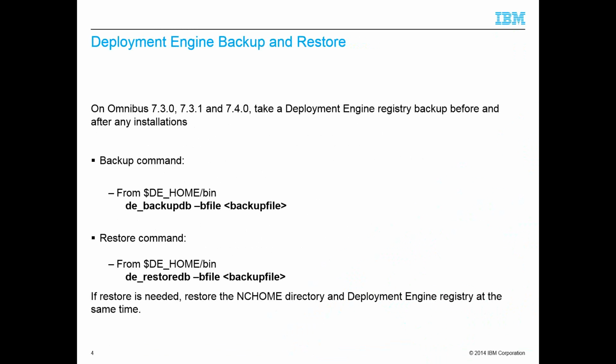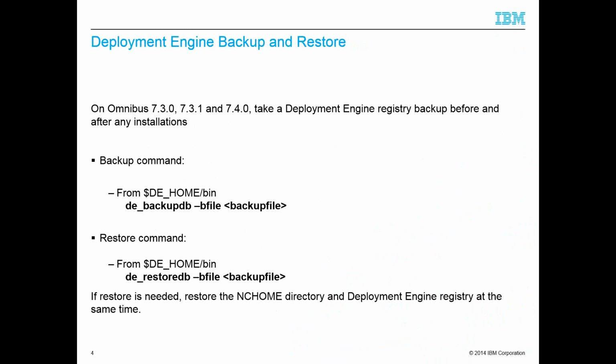On OMNIbus 7.3.0, 7.3.1, and 7.4.0, you should also take a deployment engine registry backup before and after any installations. The deployment engine keeps a registry of all your installed products. If you take a backup before and after any installation, you'll always have a good copy of your registry in case you ever need to restore it. If there's any deployment engine problems, we can always reinstall deployment engine, but we can't recreate the registry itself. So it's good to have a backup of the registry.